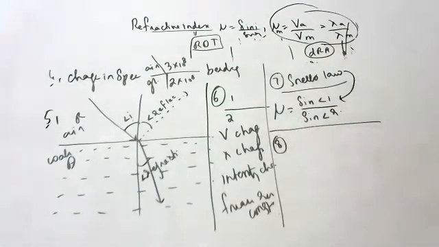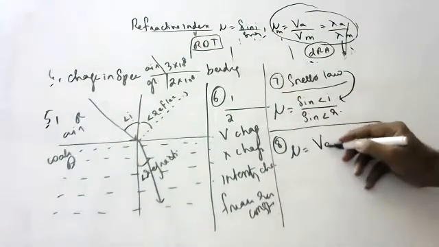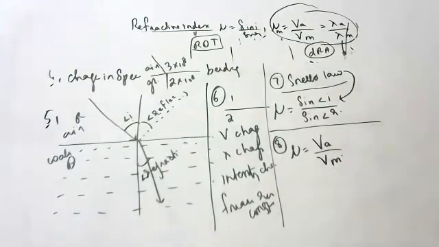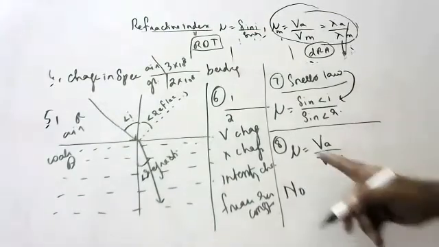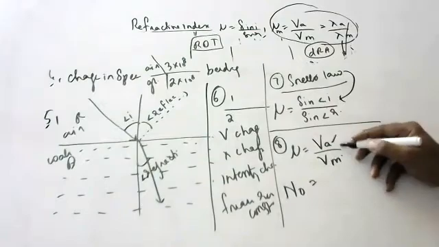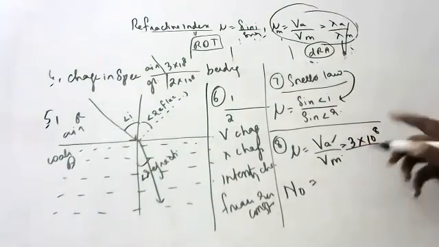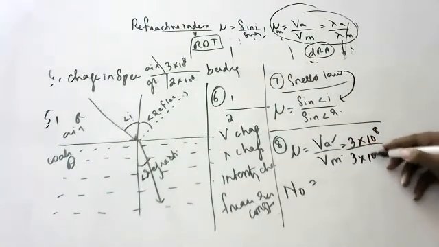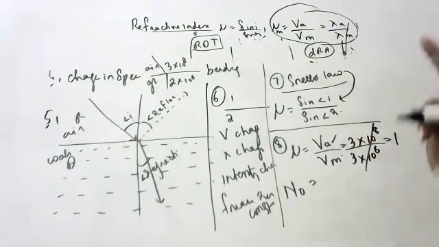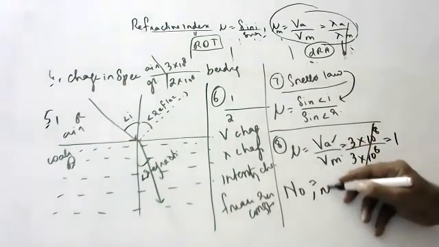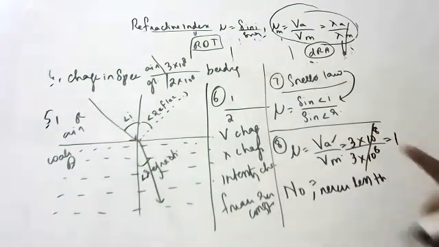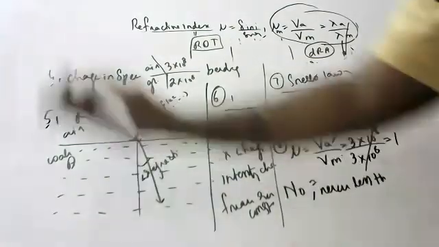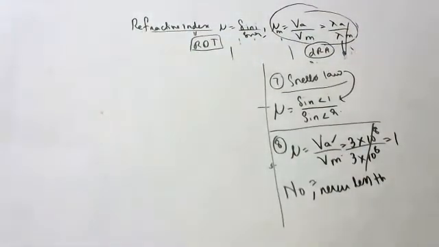Next question. Define the term refractive index of a medium. Can it be less than 1? Refractive index is the velocity of light in air divided by the velocity of light in the given medium. Can it be less than 1? No, it can never be less than 1. The speed of light in air is 3 × 10^8 m/s, and nothing can travel faster than the speed of light. That's why the refractive index will be 1 or more than 1, but never less than 1.